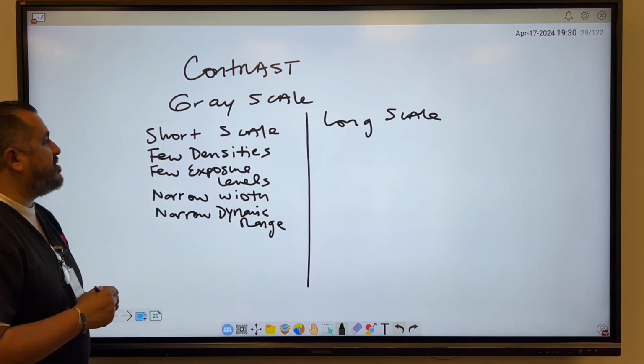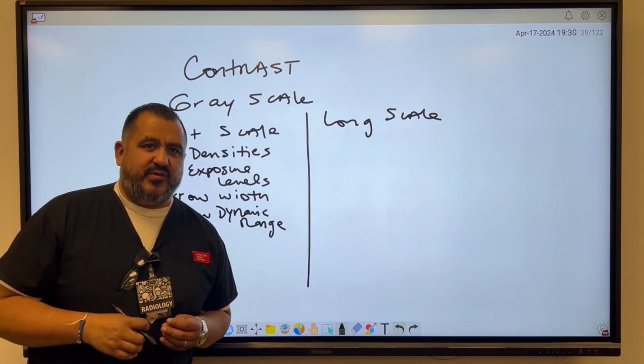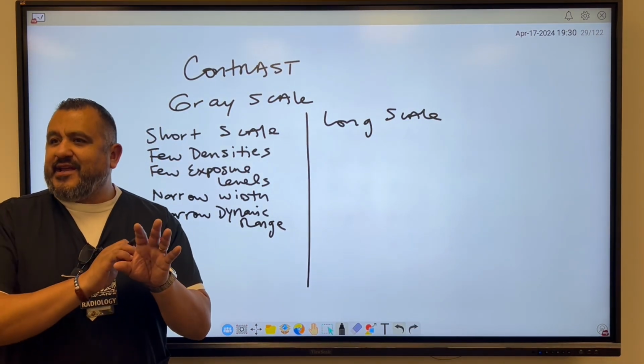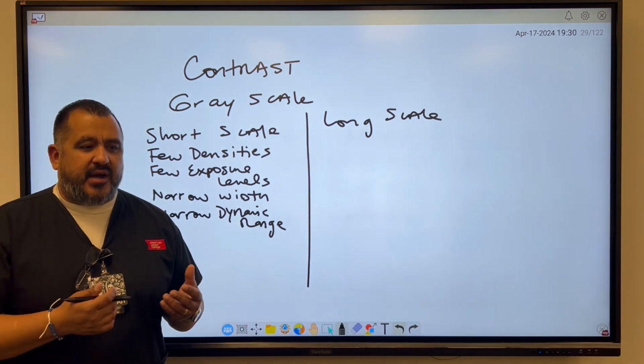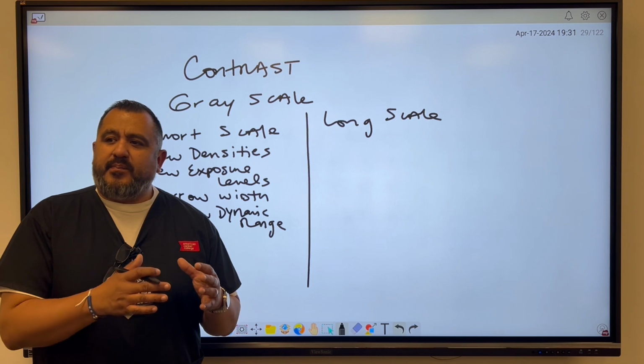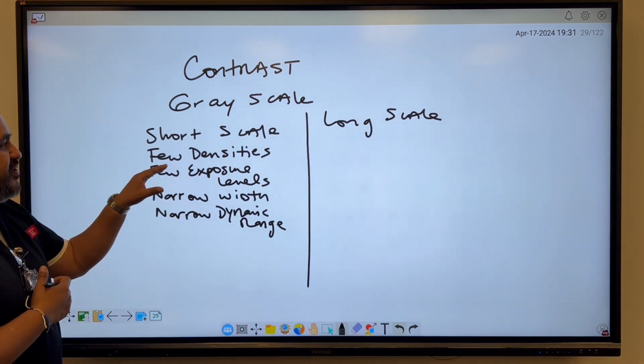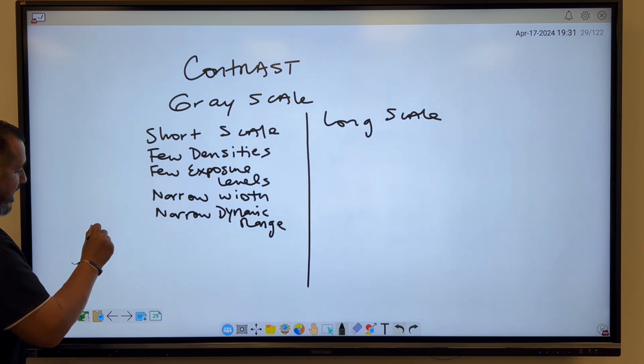Now, short scale. Anytime we talk about short scale, we think about black and white. We think about bone work, a hand x-ray, a foot, a spine, a skull. That's bone work. You're focused on the bone. You want to have a big separation of the densities. So when we say short scale, we say few densities, it's going to be more black and white.